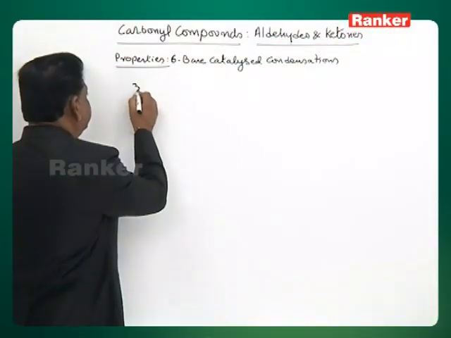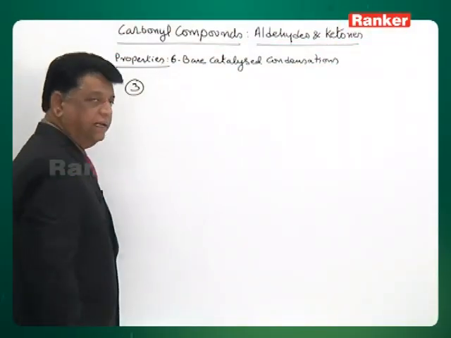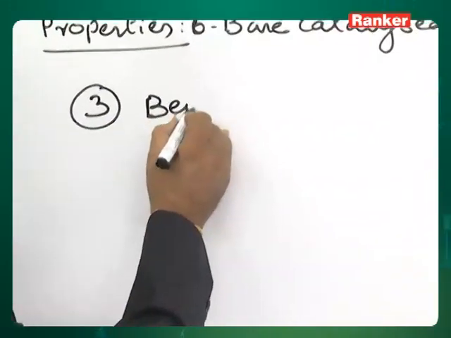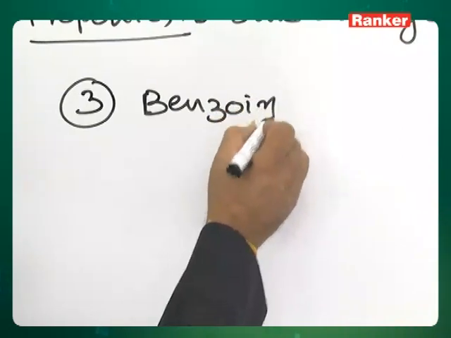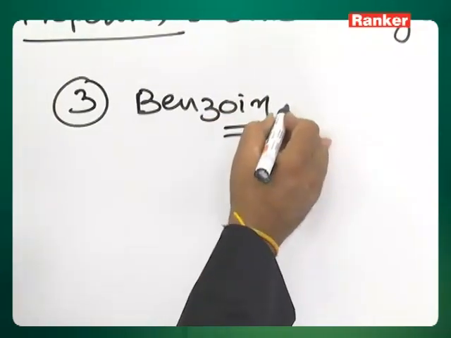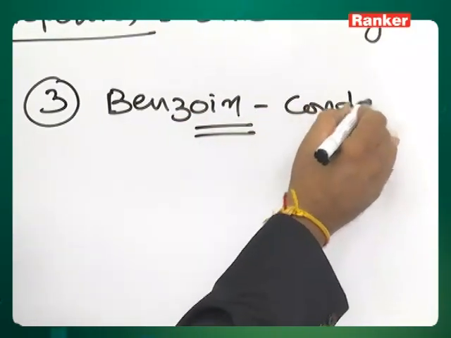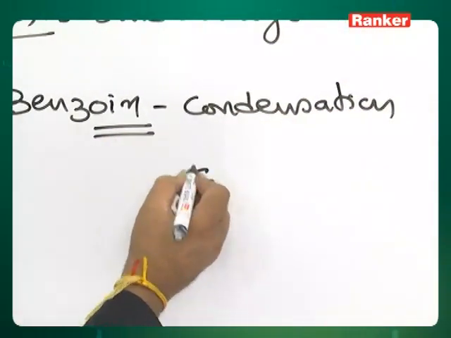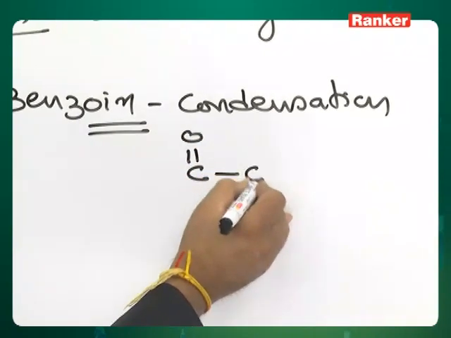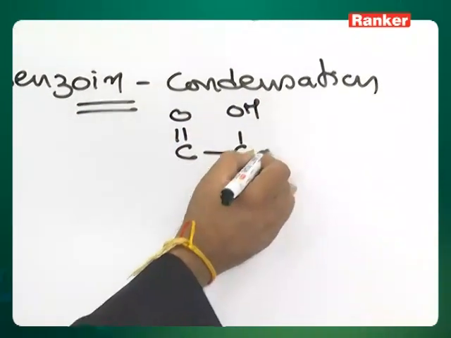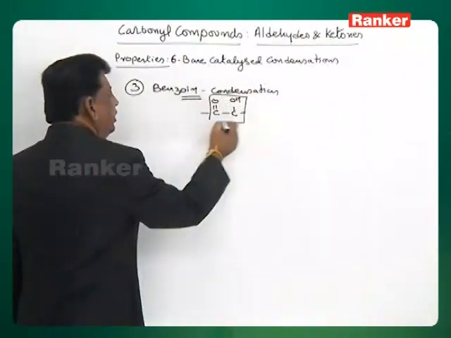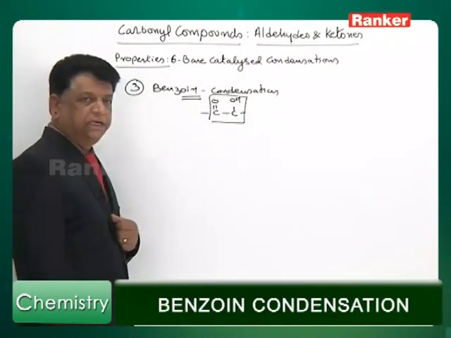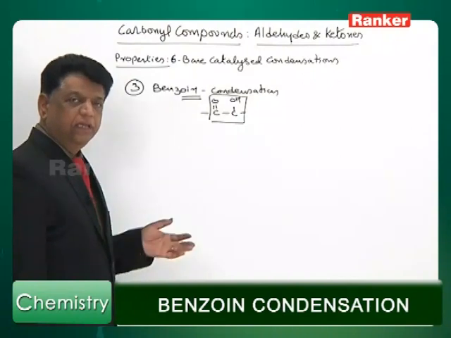Let us take the third reaction under the base catalyzed condensation. The third reaction is a benzoin condensation. The benzoin is a condensation reaction. The benzoin represents a carbonyl group attached to a hydroxy function. This particular function is said to be a benzoin function. So, benzaldehyde is giving this type of function containing compound, therefore, it is known as benzoin.